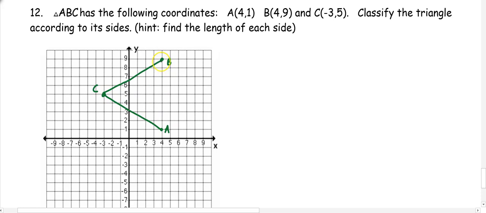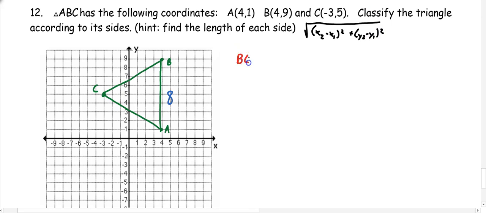So AB is really easy to find because it's a vertical line. So I can just count the distance from A to B. 1, 2, 3, 4, 5, 6, 7, 8. I know that AB has a distance of 8. To find my measure of BC and AC, I'm going to have to use the distance formula. So remember that the distance formula is x2 minus x1 squared plus y2 minus y1 squared. So I'm going to use the distance formula twice to find each side.